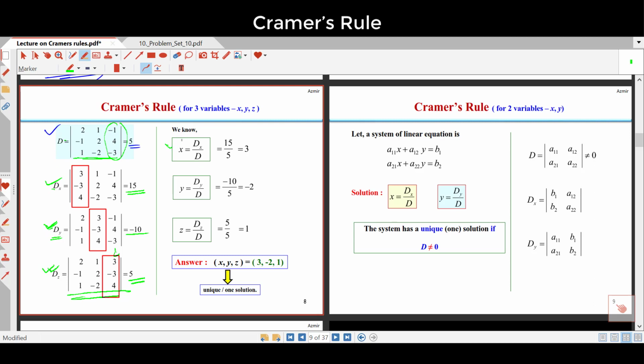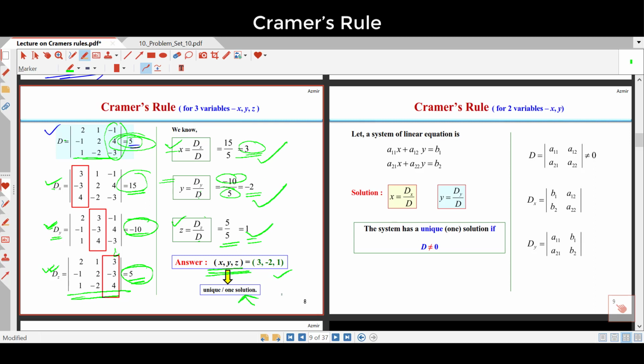So now find first x. X has the formula d sub x divided by d. So d sub x is 15, d is 5. 15 divided by 5, that is 3. So x equals 3. Similarly y, that is d sub y divided by d, minus 10 divided by 5, that is minus 2. So y is minus 2. And similarly z, d sub z divided by d, d sub z is 5, d is 5. So 5 divided by 5 is 1. So x, y, z is 3, minus 2 and 1.